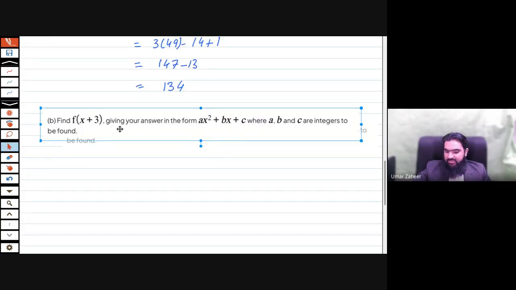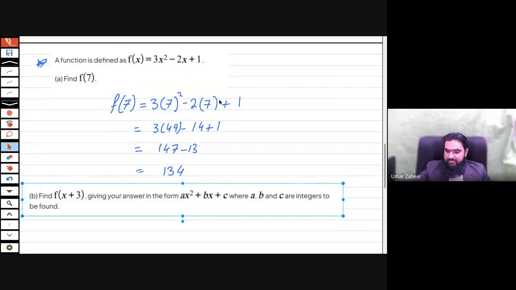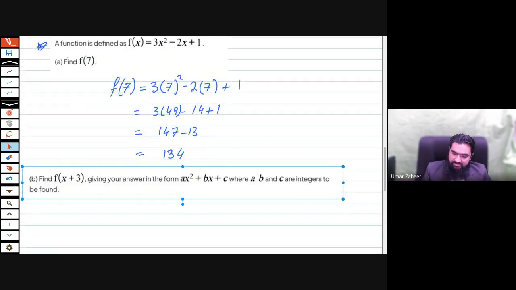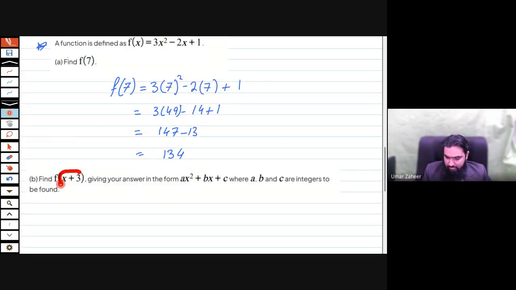Now look at here, we have the other part. It is again the substitution, but here you have to substitute x plus 3 instead of x. So we'll do the same thing. To make it easy, I'm going to write the function: 3x squared minus 2x plus 1.